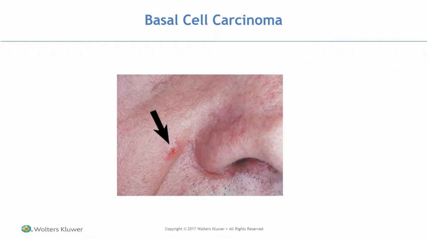All right, and this looks a little harmless, right? But this is a basal cell carcinoma. Notice the little red center. It looks like it might be a little flaky there.